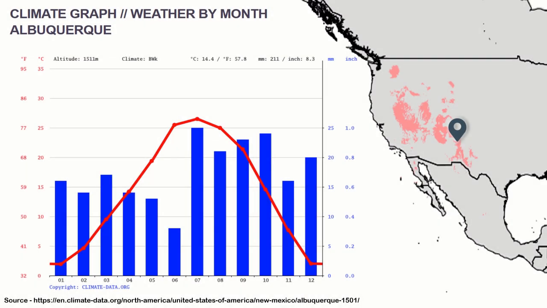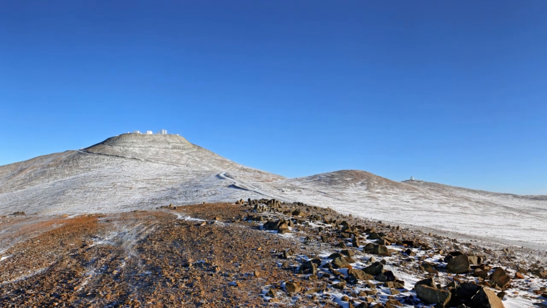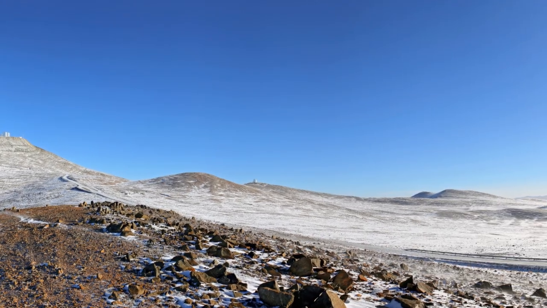Precipitation patterns differ too. While still meager and unpredictable, most BWK regions receive their limited rainfall during summer, when continental warming creates instability. Winter is dominated by frigid anticyclonic conditions that suppress moisture.